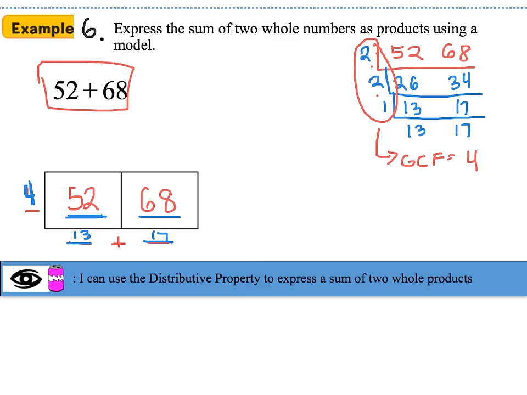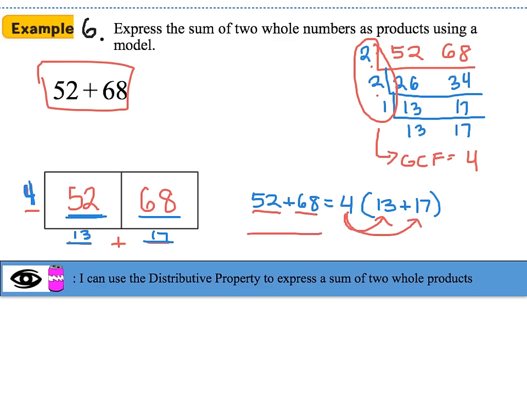So I can write my answer like this. 52 plus 68 can also be written as 4 parentheses 13 plus 17. So this is how you can check to see if both expressions are equal. 4 times 13 gets me 52. 4 times 17 gets me 68. So both expressions are equal even though they look different.